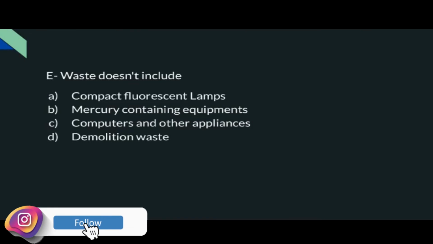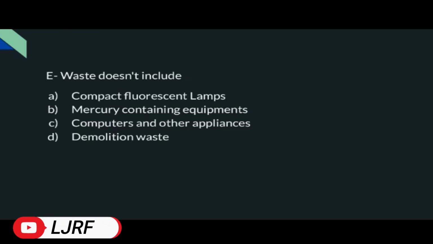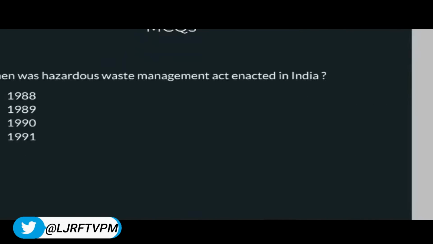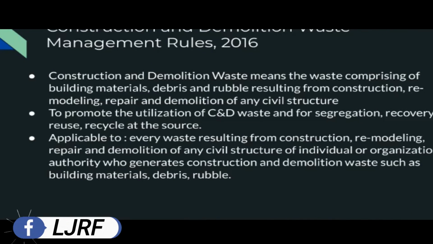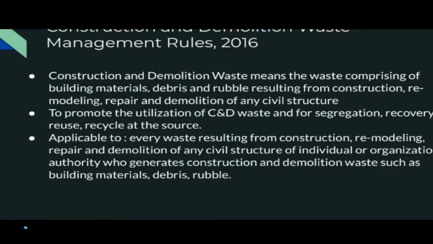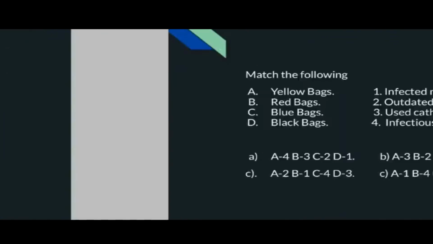Now moving on to the other question: e-waste doesn't include. I have told you that the latest rule includes CFL lamps and mercury containing equipment, so that too can be excluded. Then computers and other appliances are already included in e-waste. So the right option will be option D, demolition waste. Demolition waste is included in which rule? It is included in the Construction and Demolition Waste Management Rules, 2016. In this rule, the waste from the construction or demolition of any civil structure is included.